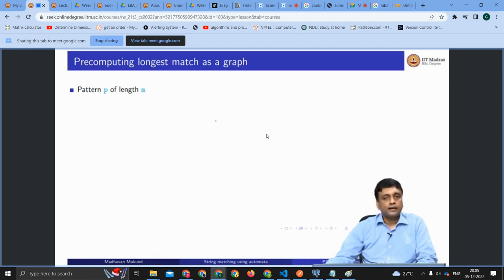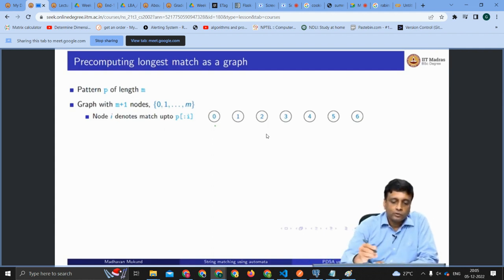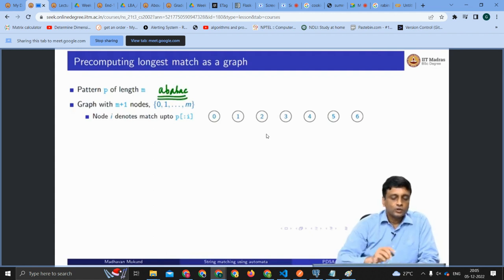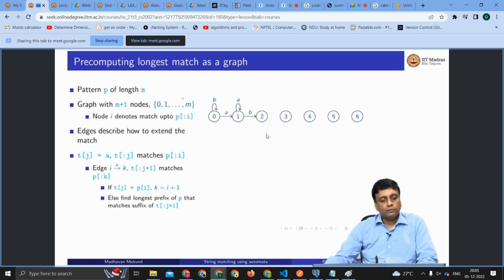Let's assume that my pattern has length m as usual. I will have a graph in which I construct m plus 1 nodes, 0, 1 up to m. Let's assume that m is 6. We are doing it with our example ABABAC, the same example as we had before. So this is length 6, and I will create 7 nodes, 0 to 6. Now what I will do is construct edges.